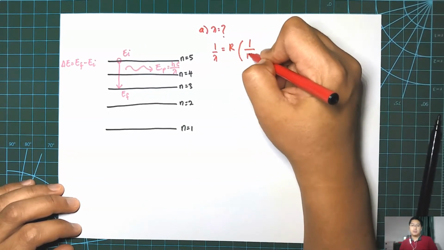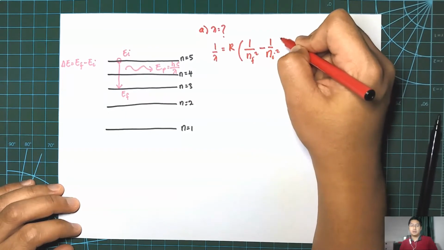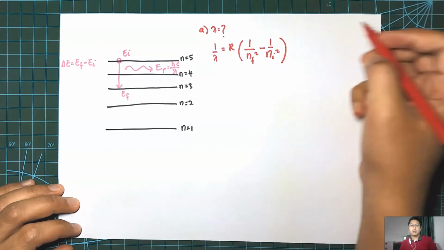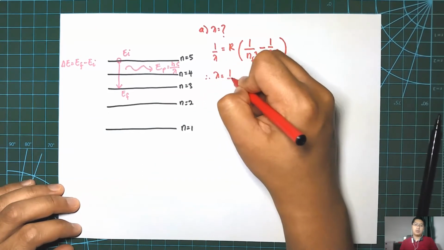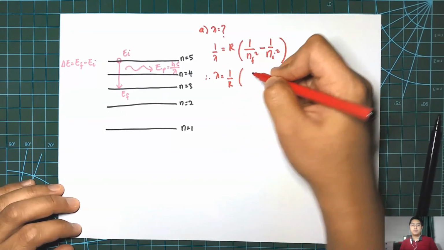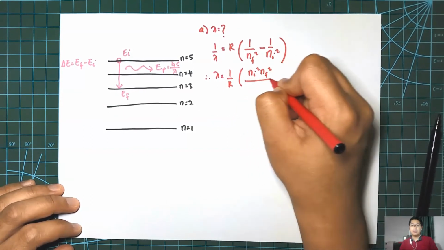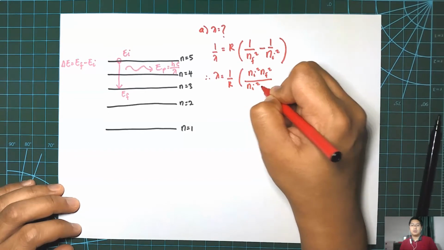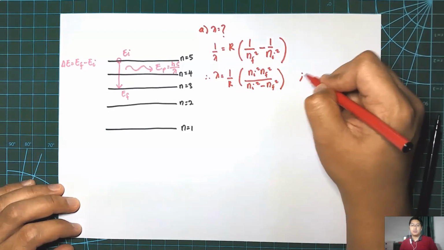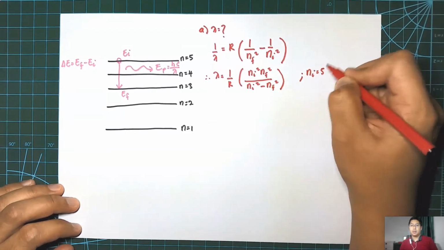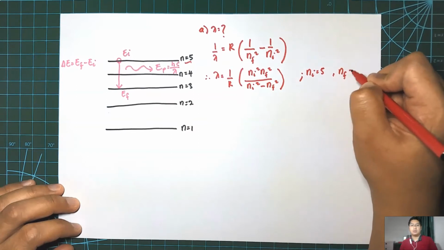Question A, we need to calculate the lambda, or the wavelength. We can use the Rydberg equation: 1 over lambda equals the Rydberg constant R times (1 over n final squared minus 1 over n initial squared). n is actually the energy level. So lambda equals 1 over R times n initial squared times n final squared over n initial squared minus n final squared, where the initial energy level equals 5 and the final energy level equals 3.